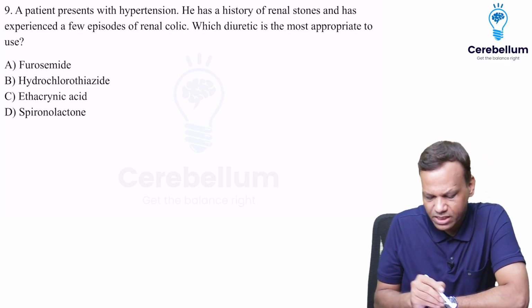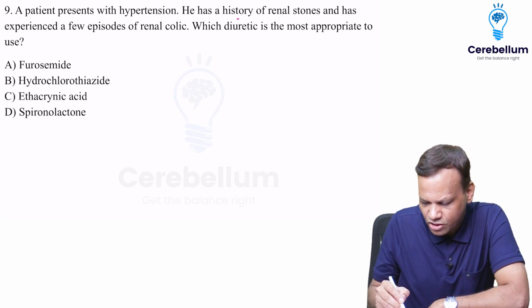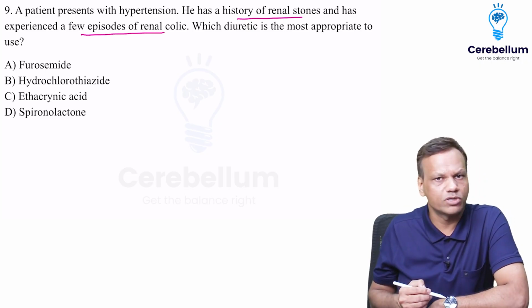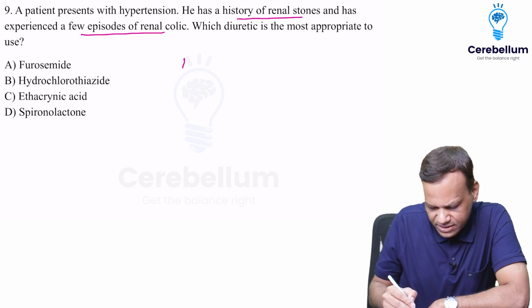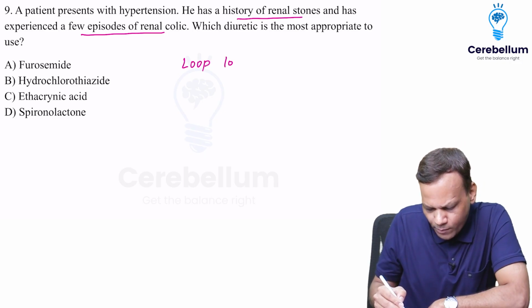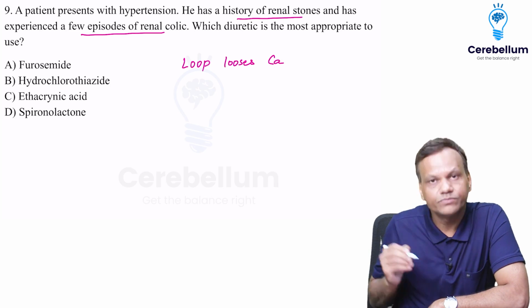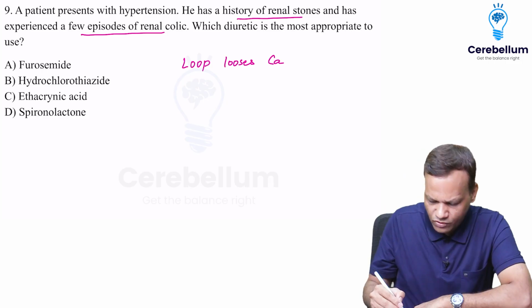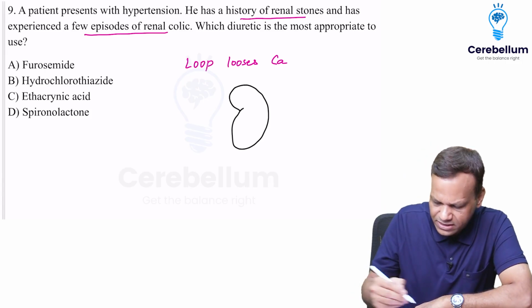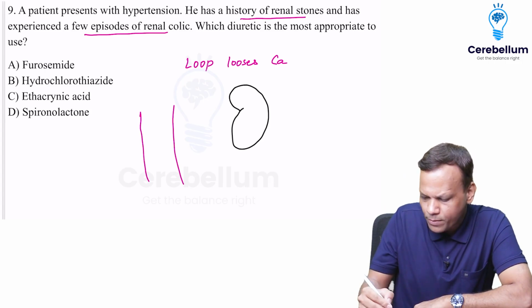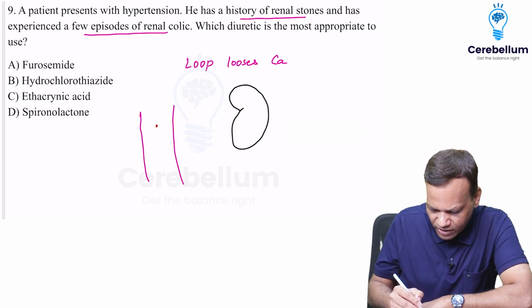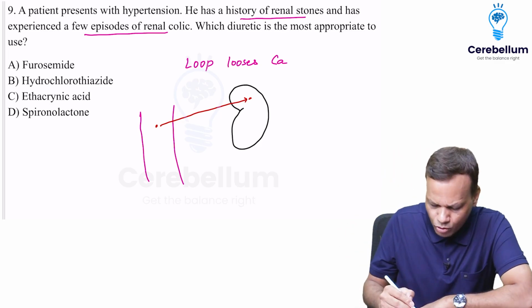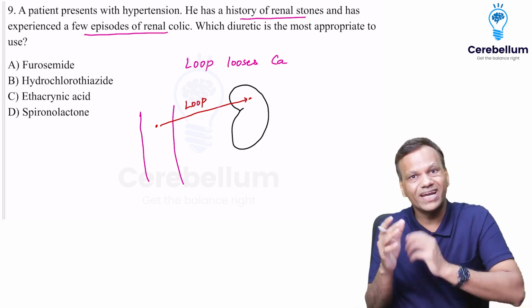Next question. A patient presents with hypertension. He has a history of renal stones and experienced a few episodes of renal colic. What is the most appropriate diuretic? So we discussed this several times. Loop diuretics lose calcium and thiazides are the opposite. So the question is where they lose the calcium. If we see, this is our kidney, this is the blood. So loop diuretics lose calcium, meaning they lead to movement of calcium into the kidney. So loop diuretics increase calcium movement in the kidney.